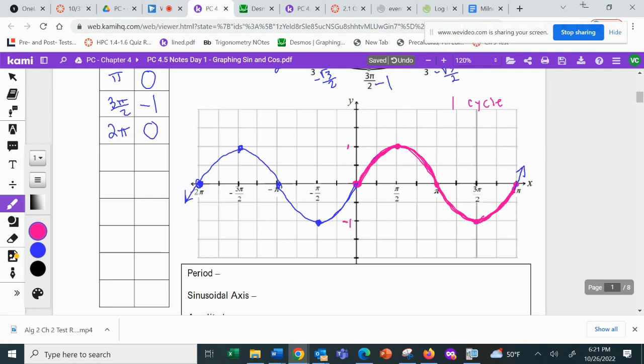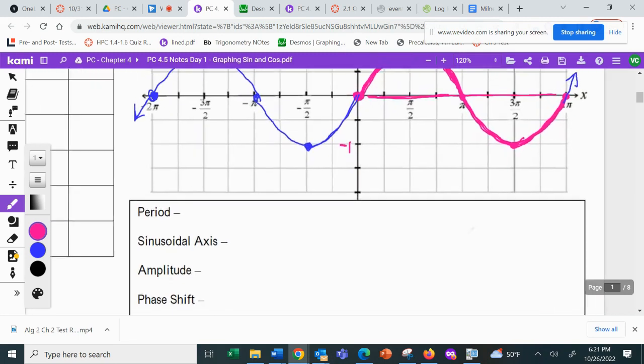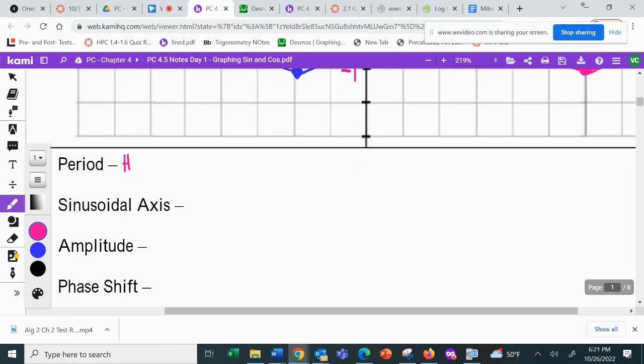One cycle. So when we talk about how long that cycle is, we're talking about the horizontal length of that one cycle. The horizontal length of one cycle is called its period. So down here, I'm going to fill in period. The horizontal length of one cycle. It's how long one cycle is.